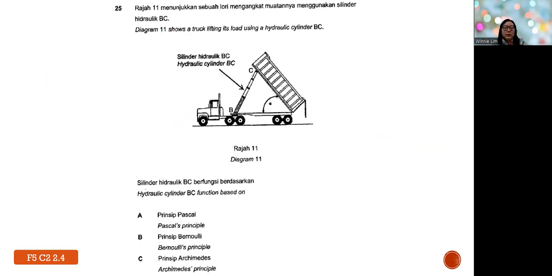Okay, moving on. This one is under Pascal principle. Diagram 11 shows a truck lifting its load using a hydraulic cylinder BC. So hydraulic cylinder BC functions based on what? Pascal principle, where pressure in a liquid is transmitted uniformly in an enclosed fluid. Yes, so they really have this liquid inside, then the pressure is transmitted.